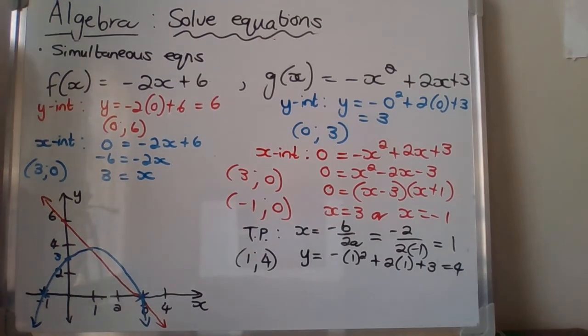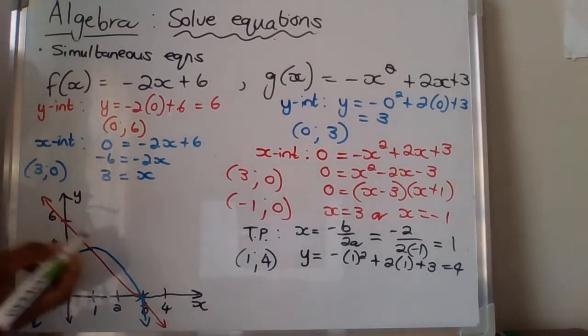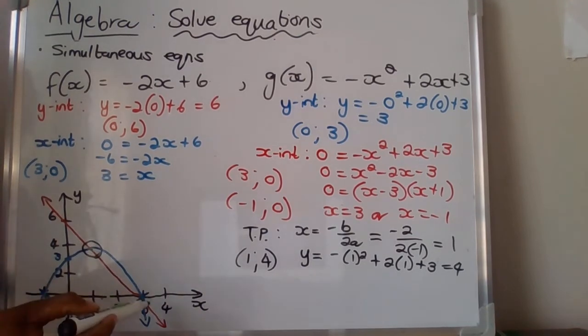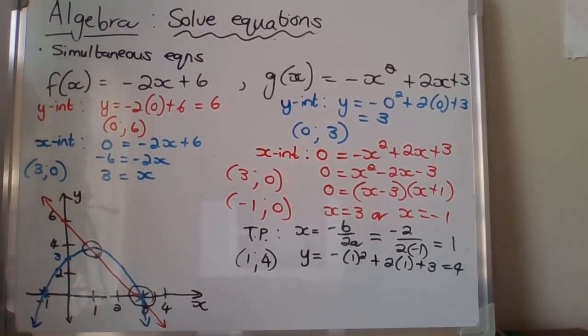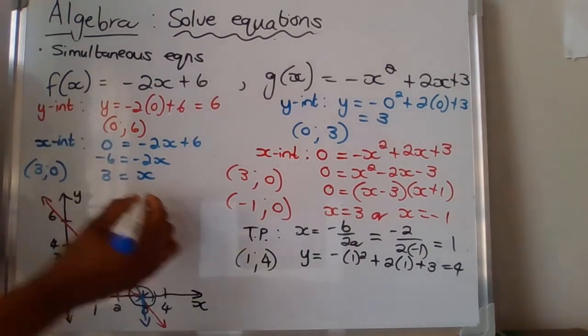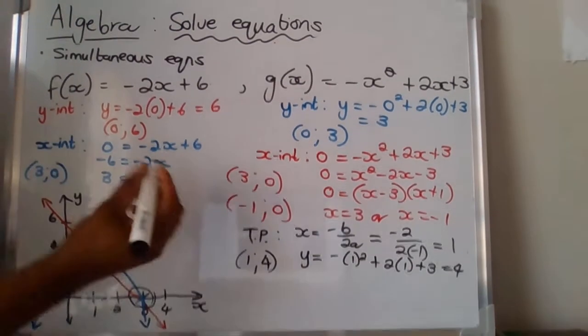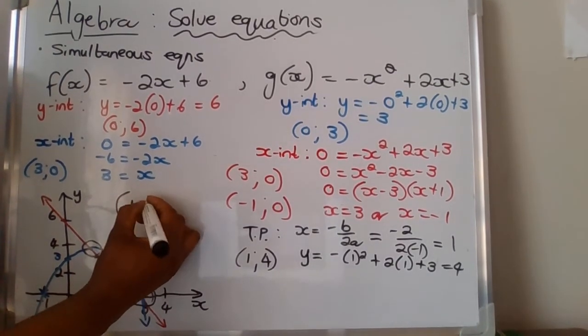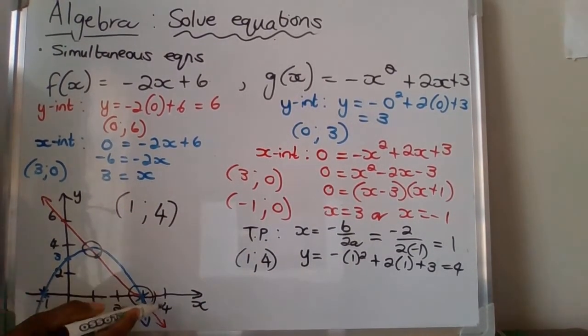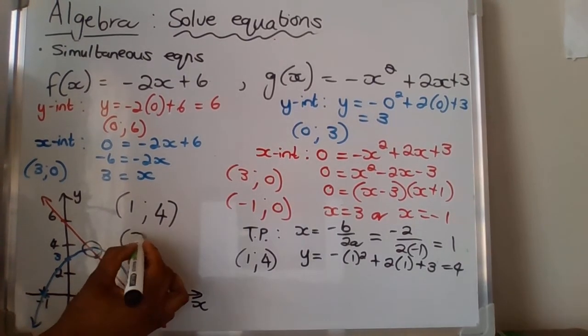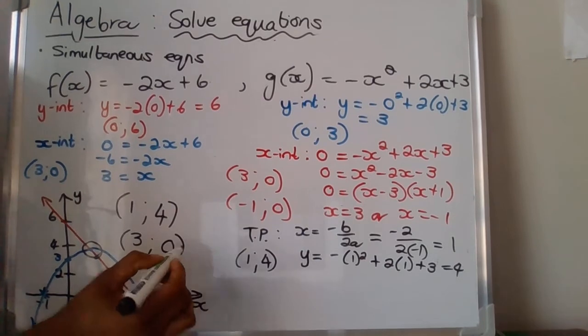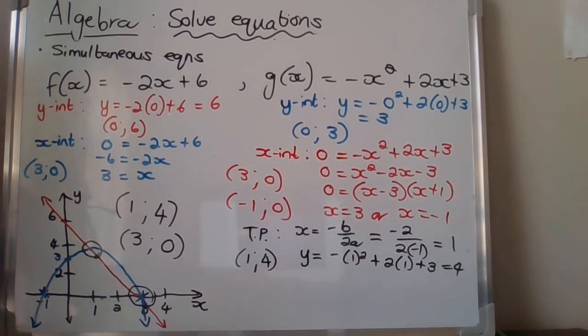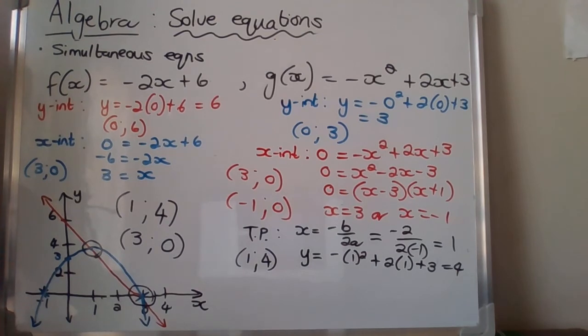So where are my points of intersection? My points of intersection are here and also there. So those are the 2 points where my graphs meet. So this tells me that my solution is going to be where x is 1 and y is 4, and also at this point here, where x is 3 and y is 0. So those 2 points are my points of intersection.